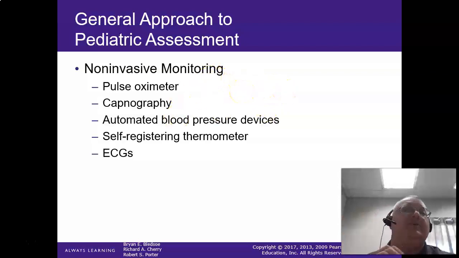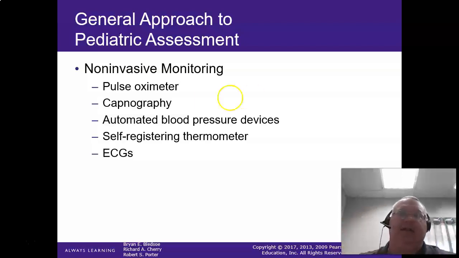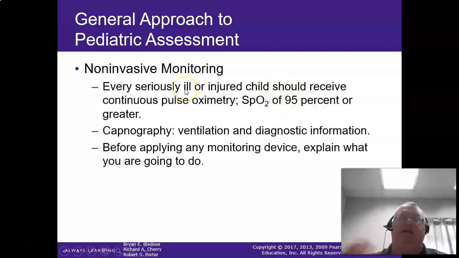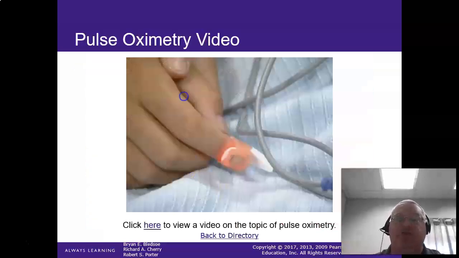Good luck. What I usually do, guys, is I kind of cheat sometimes, and I'll put their stickers on their back. Kind of on the sides or in the back where I can still get a reading. It kind of depends on the child and how sick they are. If they're pulling things off, then I usually go to the back on them. All right. So again, you should receive continuous pulse oximetry, especially if you got a sick kid. Okay, capnography. Yeah, boy, it tells us a lot about how they're doing as far as their metabolism. Okay, so again, if it's available, you should be doing that.